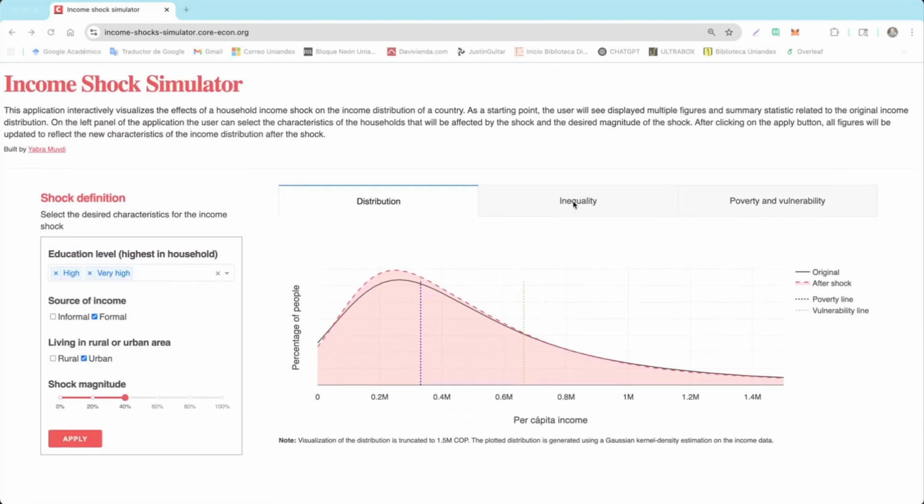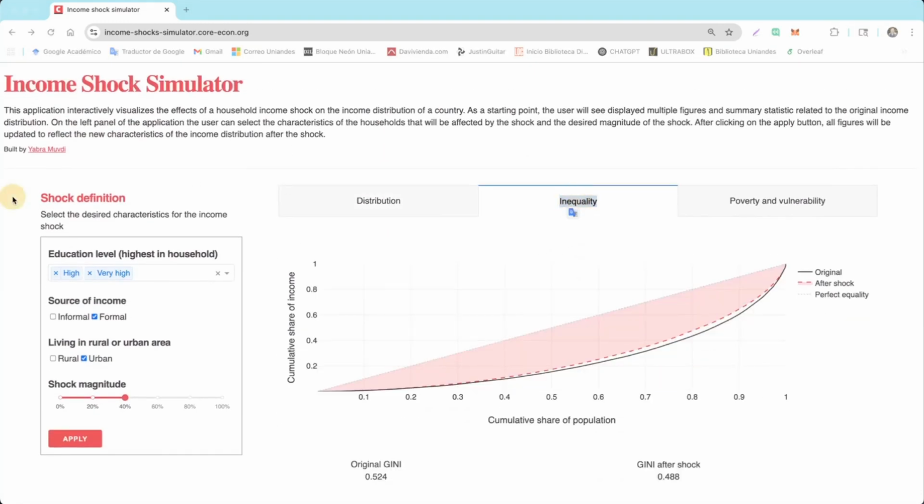Now, let us look at what happens with income inequality. Here, we observe something quite interesting, which is that now the Gini index significantly decreases. That is to say, the level of inequality within this society is going to decrease. We transition from an initial Gini index of 0.524 to a final Gini index that is clearly below 0.5.